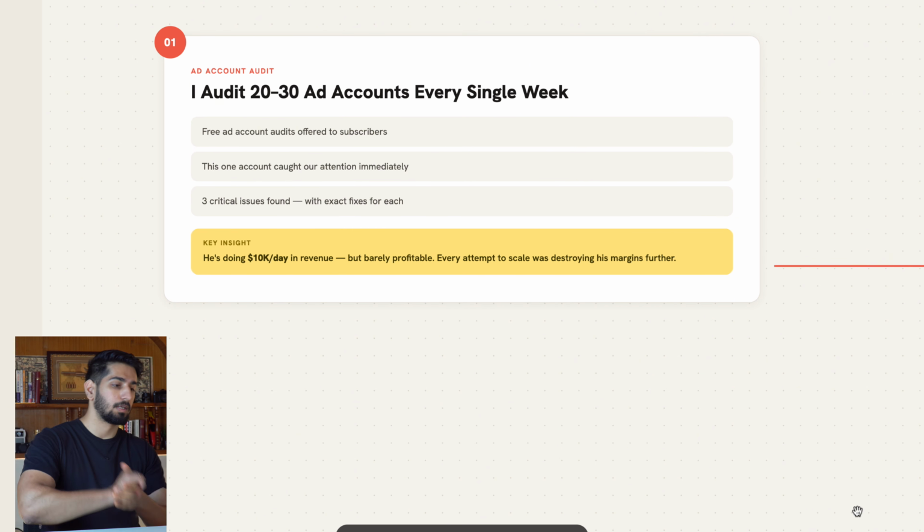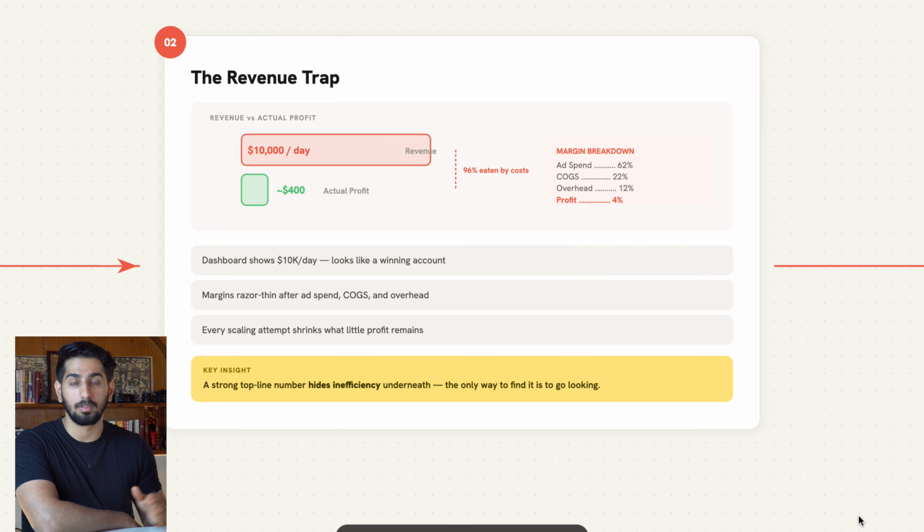So they reached out and we went in with the audit. Now, this wasn't an account that was not getting sales. In fact, he was doing about $10,000 every single day. 9 here, 11 here, around that $10,000 a day mark. But the problem was his profitability. His scaling was killing his margins, and that is why he signed up for the audit, because he couldn't figure out where the mistake in his ads was that was causing him high ad cost, which was eating up all his margins. So we got access to the ad account.